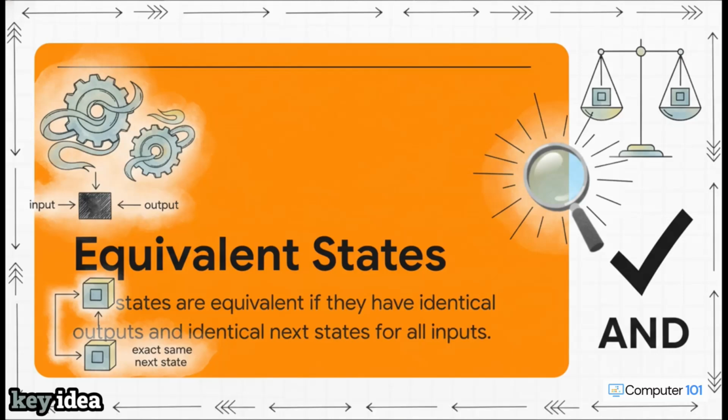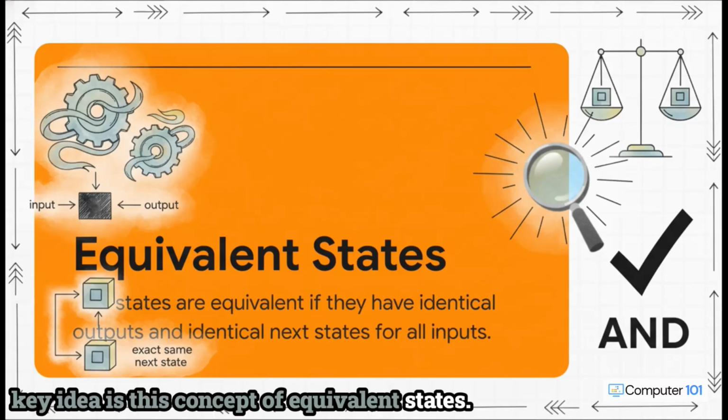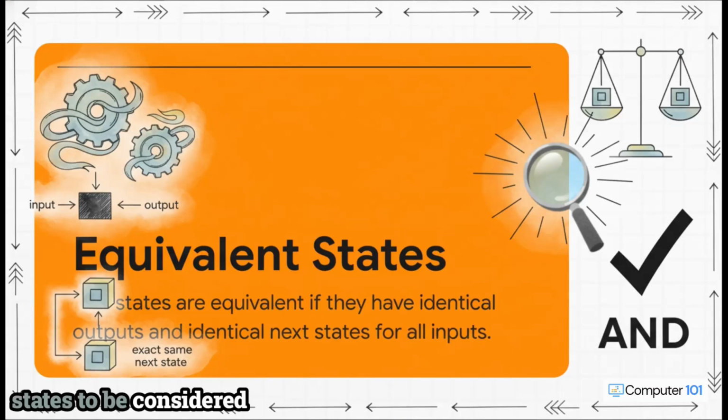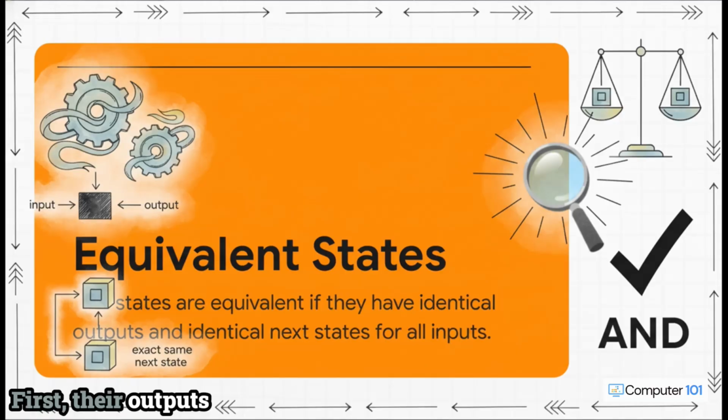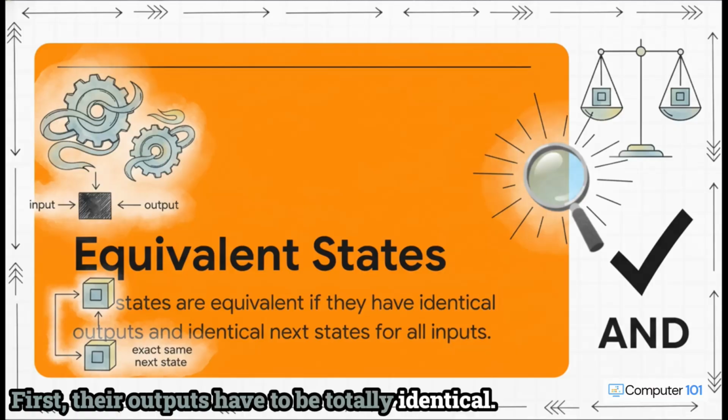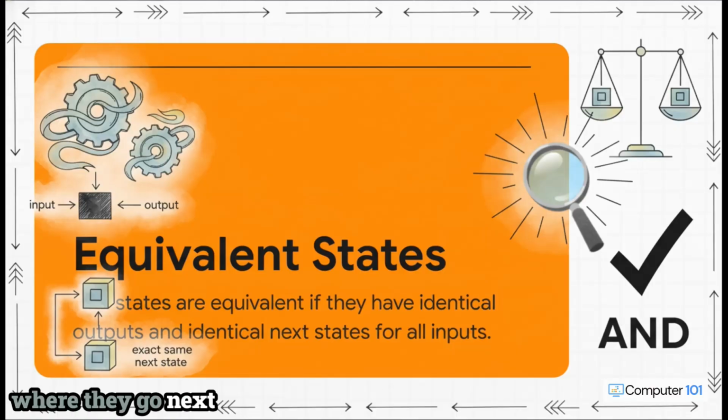And the key idea is this concept of equivalent states. For 2 states to be considered equivalent, meaning we can combine them, they have to pass 2 very strict tests. First, their outputs have to be totally identical. Second, where they go next has to be the exact same. And I mean, both conditions have to be true. It's an all-or-nothing kind of deal.